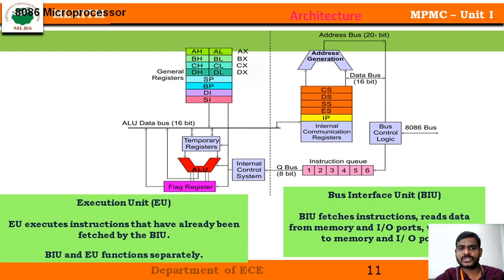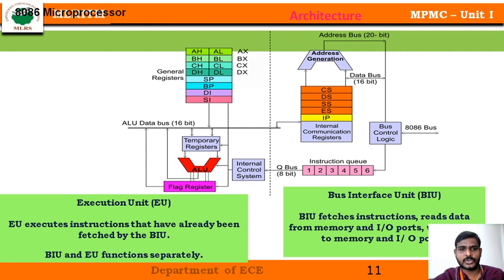And the second one is called the execution unit. This execution unit executes the instructions that have already been fetched by the bus interface unit. It is going to perform only the execution task, and the instructions it executes are those already fetched by the bus interface unit.